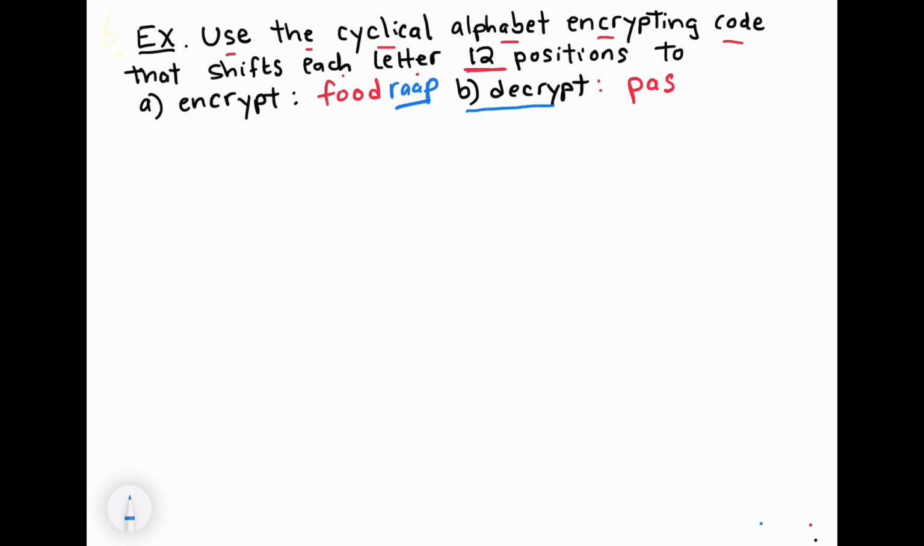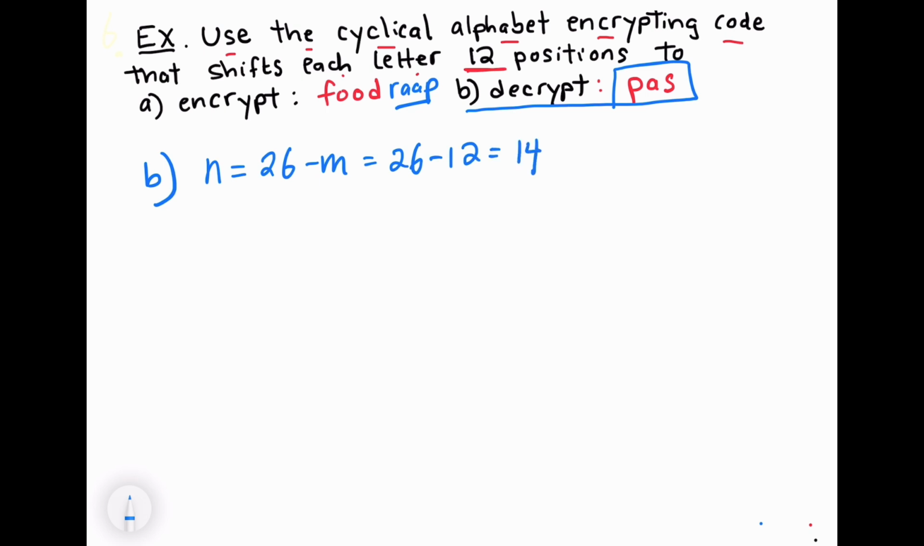Okay, so let's work on part B and to decrypt PAS. So again, I'm going to remember that in this case, we need to figure out what N is. So N is 26 minus M, which is 26 minus 12, or 14. And to decrypt, the plain text position is going to be given by the ciphertext number plus 14, so that's where the N comes in, mod 26.